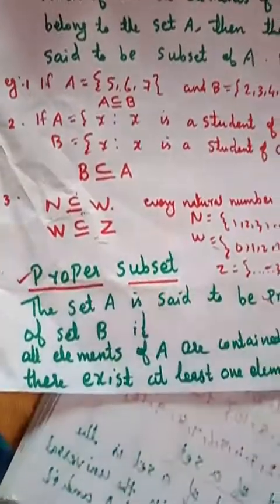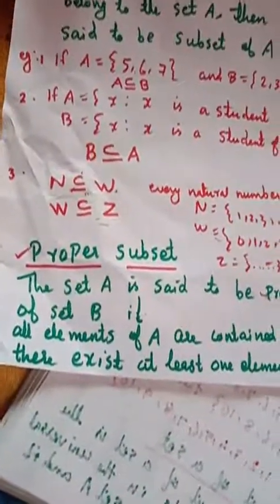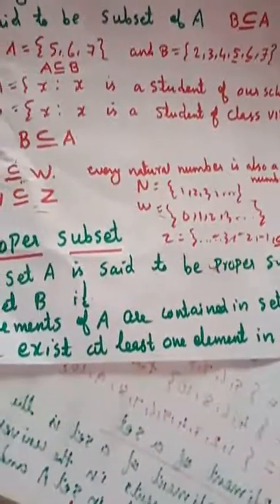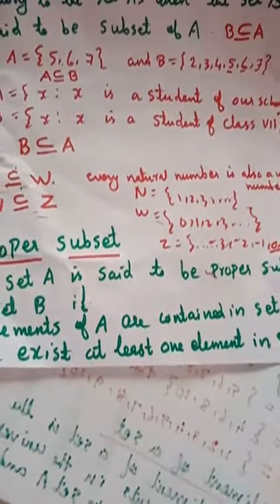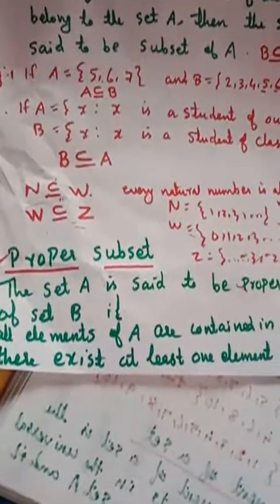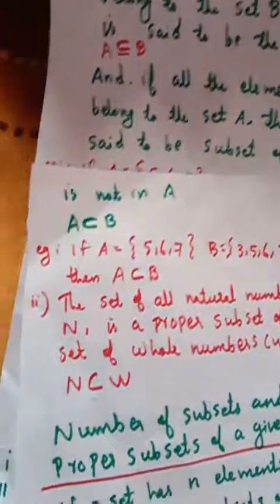Next one is proper subset. What do you mean by proper subset? The set A is said to be a proper subset of B if all elements of A are contained in set B. Already we discussed what a subset is. Subset means all the elements of A are in B. Same way, proper subset means all the elements of A are contained in set B, and one more condition: there exists at least one element in B which is not in A.